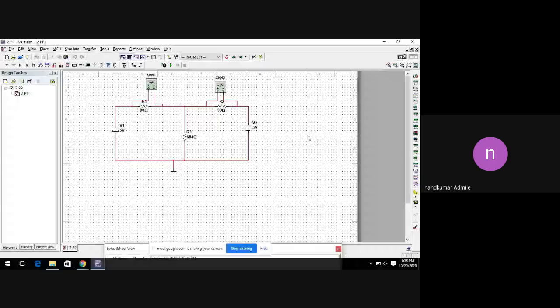We started with various network theorems. Now we deal with various two-port networks. In two-port networks, we are going to study three types of parameters: Z parameter, Y parameter, and H parameter. In the earlier practical, we completed the H parameter and Y parameter, and based on this, we can calculate the four types of parameters.